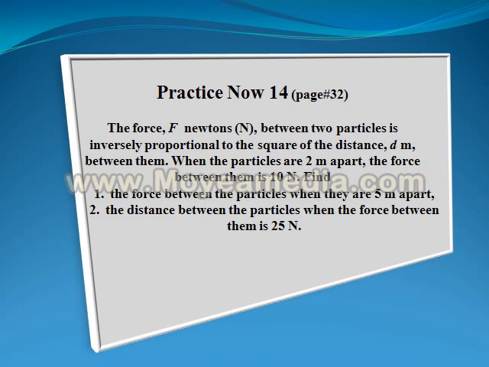And as usual, they have given you one complete pair. When the particles are 2 meters apart, the force between them is 10 Newton. So the force F is given, which is 10 Newton, and the distance d is given, which is 2 meters. This complete pair is what we are going to use to find the constant of proportionality. And there are two parts. In the first part, we have to find the force when the distance is 5 meters. In the second part, we have to find the distance when the force is 25 Newton. Let's jump to the question.